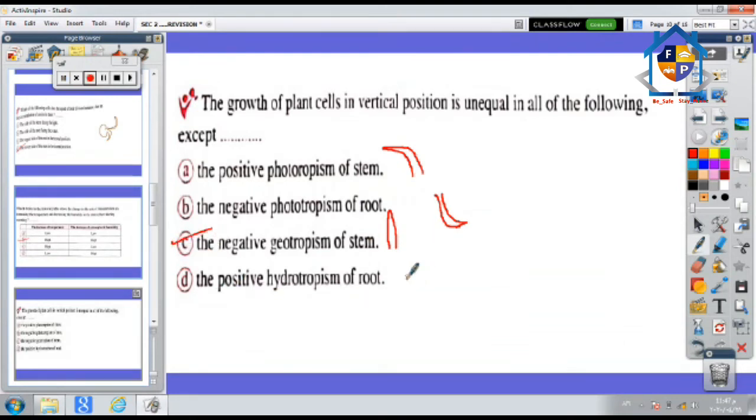The positive hydrotropism of root will also be unequal. So the only one which is equal in growth at both sides is the negative geotropism of stem.